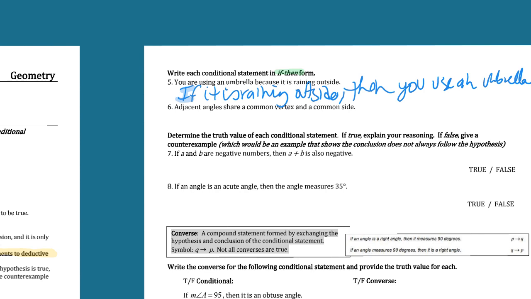Okay, so if I ask you to write it in if-then form, I want to see an if, and I want to see the word then. And the if is before the hypothesis, and the then is before the conclusion.